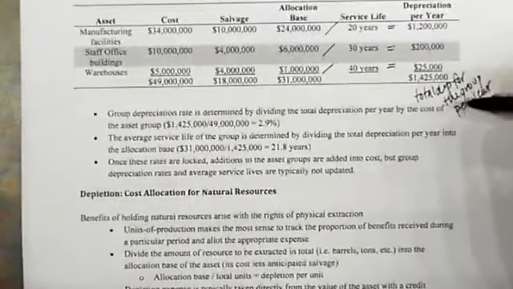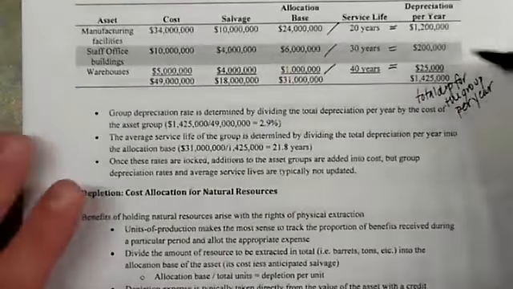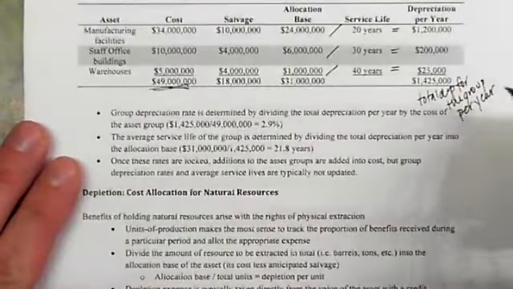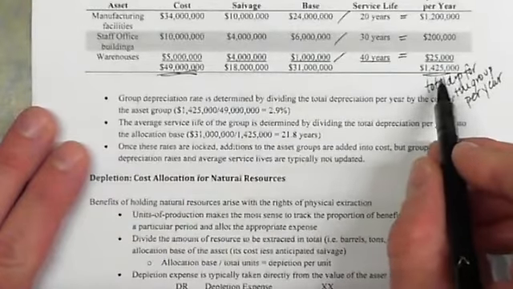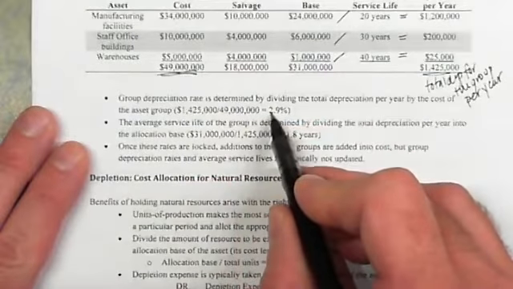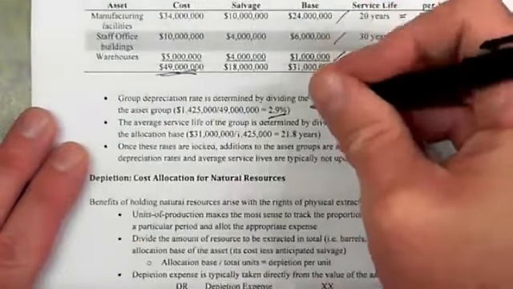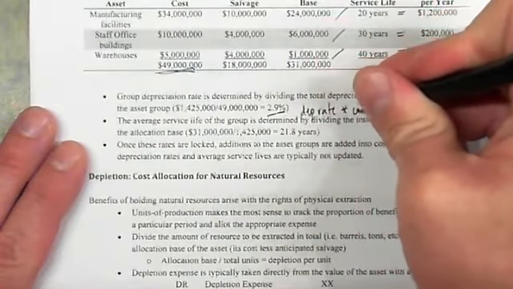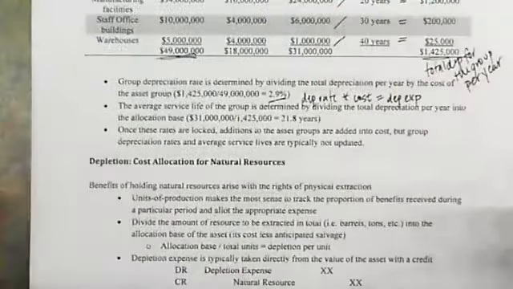So then I can compute what we call a group depreciation rate, which is just looking at what the cost of these guys are collectively, dividing that into the depreciation per year. So 1,425,000, the depreciation per year, divided by 49 million gives me a 2.9%. I apply the depreciation rate to the cost to give me depreciation expense every year.